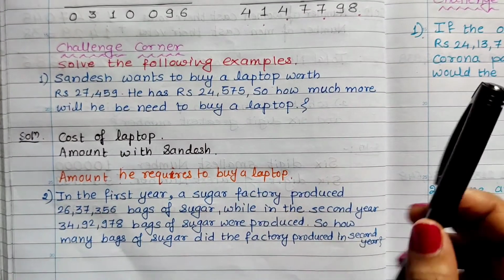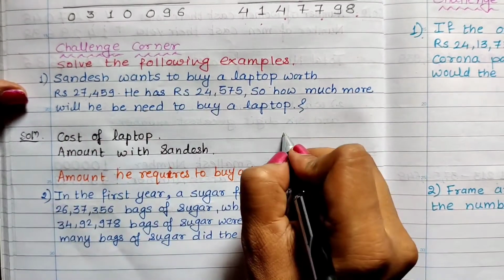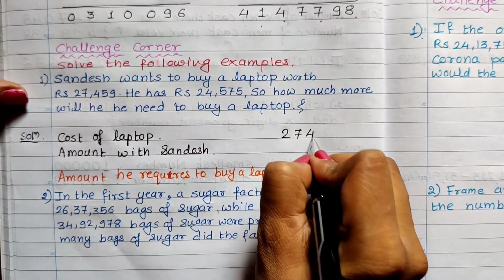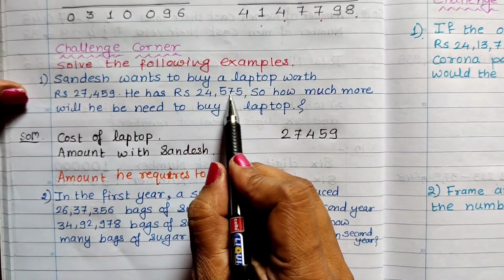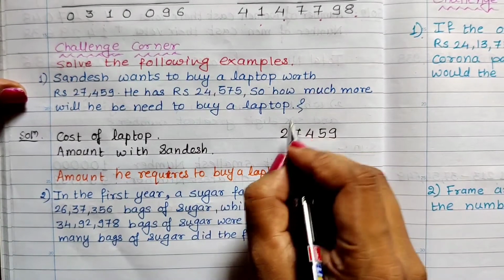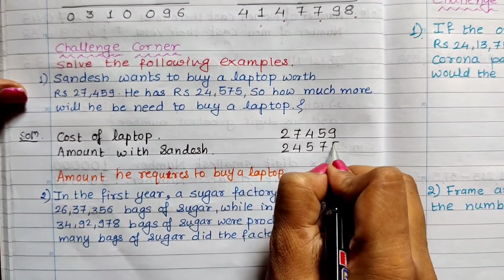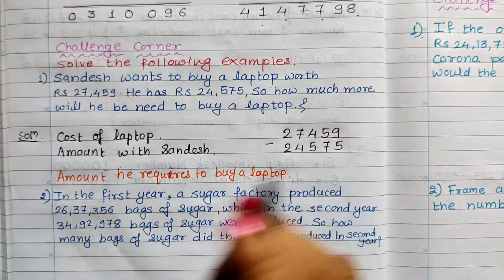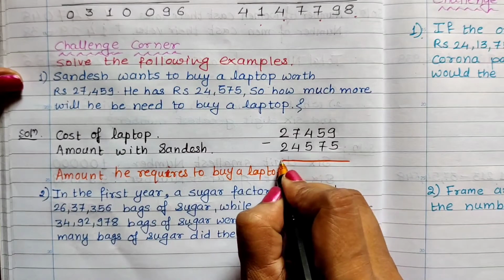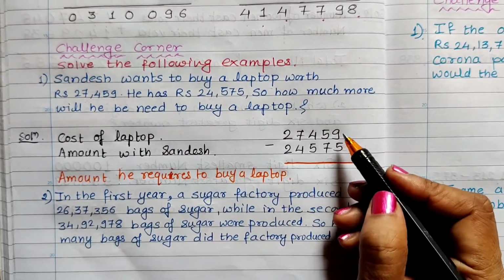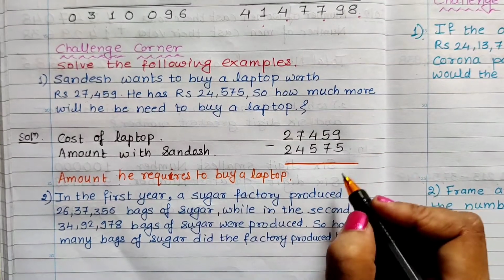Now let us do it. Cost of laptop is 27,459. 5 digits. He is having 24,575. Again 5 digits. So write one below the other. Subtract. Yes. Can you subtract 9 minus 5? Yes. 9 is bigger, 5 is smaller. So 9 minus 5 can be done.